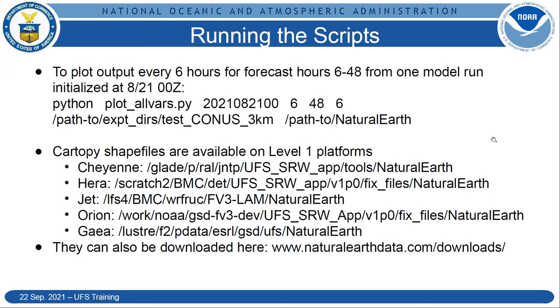All right, so if you, for instance, would like to plot output every 6 hours for forecast hours, let's say 6 through 48, from one model run that we initialized on August 21st at 0Z, this is what you would do here. So you would do python plot_all_vars.py, then your cycle date in year, month, day, hour format, then your starting forecast hour 6, ending forecast hour 48, and then you want plots every 6 hours, so you would have a 6 there. And then your path to your experiment directory, here I just said test CONUS 3 kilometers, and then your path to the Cartopy shapefiles.